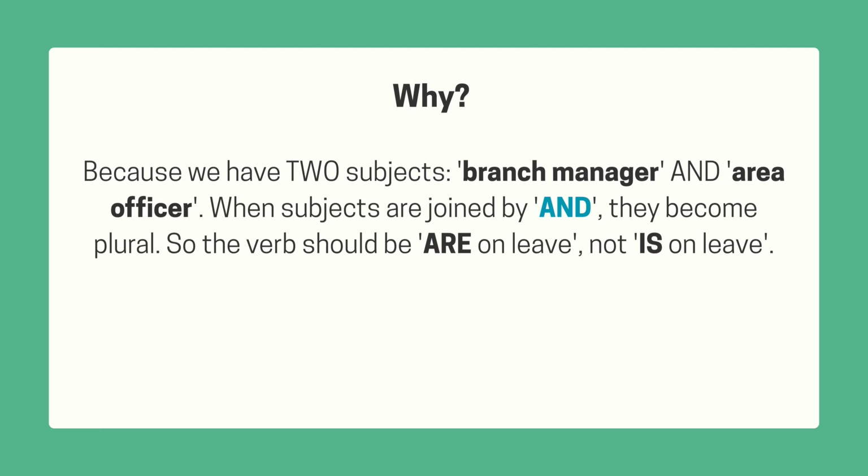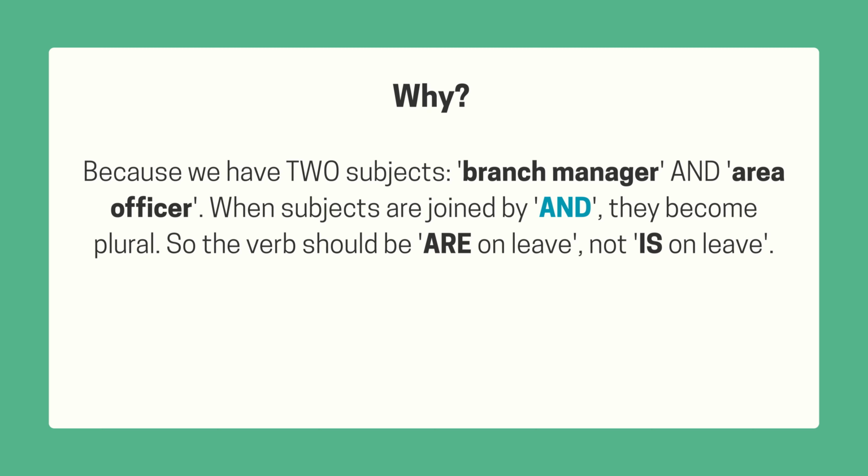So, the correct sentence is, the branch manager and the area officer are on leave today. Common mistake. Students think manager is singular, so use is. Wrong. When you connect with and, it becomes plural. Why? Neither nor means we need to agree with the nearest subject. Class monitors is plural, so verb should be were, not was. The correct sentence is, neither the captain nor the class monitors were present.